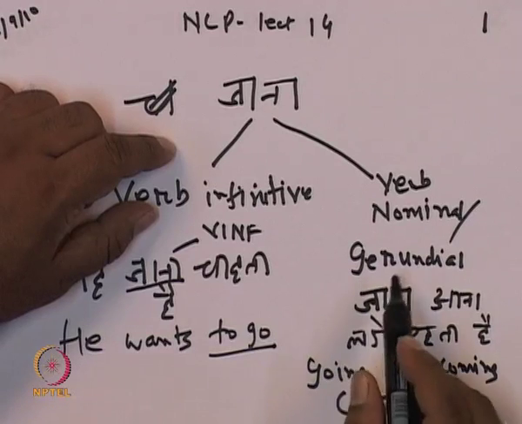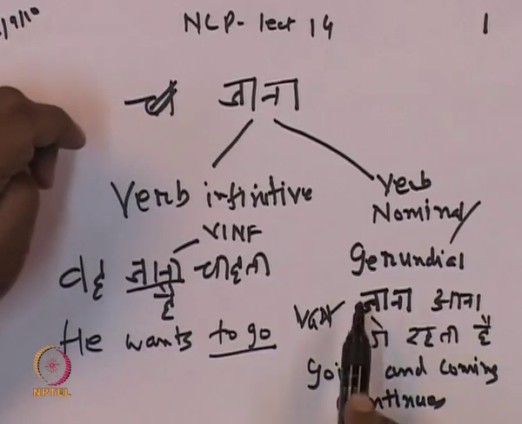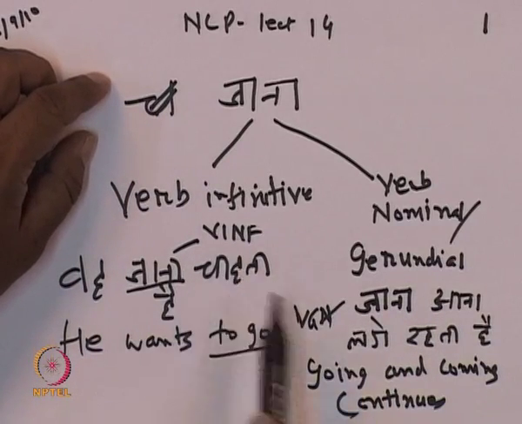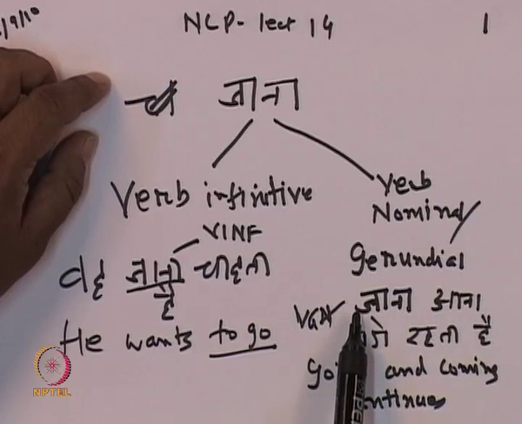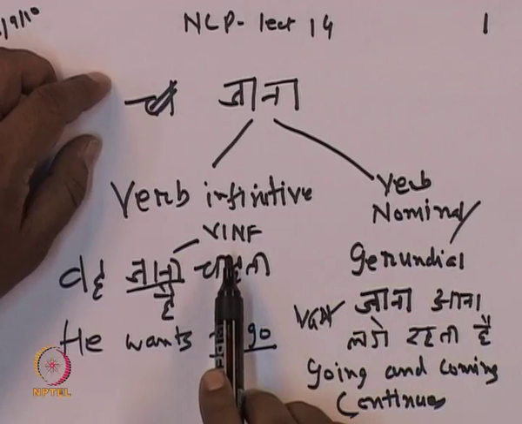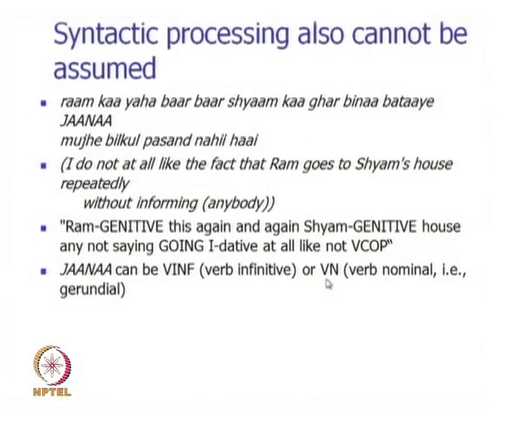So, here the tag would be, let us say, V G N. So, there are these two tags for jana, one is the V infinitive tag or the V gerundial tag. Okay. So, the jana form is the same, we have to produce the correct tag, V G N or V I N F, depending on its role in the sentence. So, let us look at the slide again and understand why it is difficult.